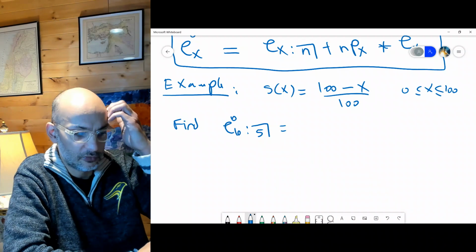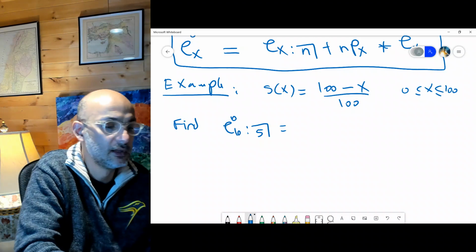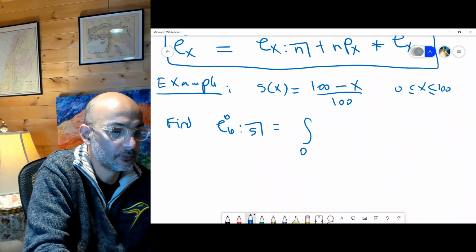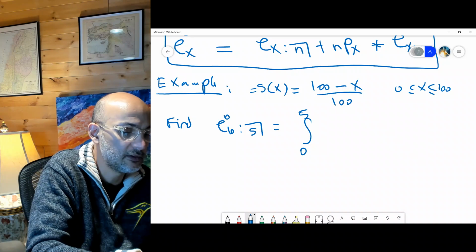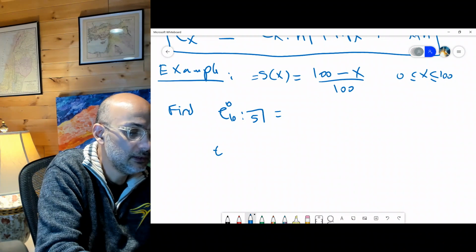So I wanted to find the expected life expectancy for somebody at age 10 within the next 5 years. This one we can quickly calculate. It's the 0 to 5 t p x. Well, this can be written also, but let's go step by step. So what is p10?